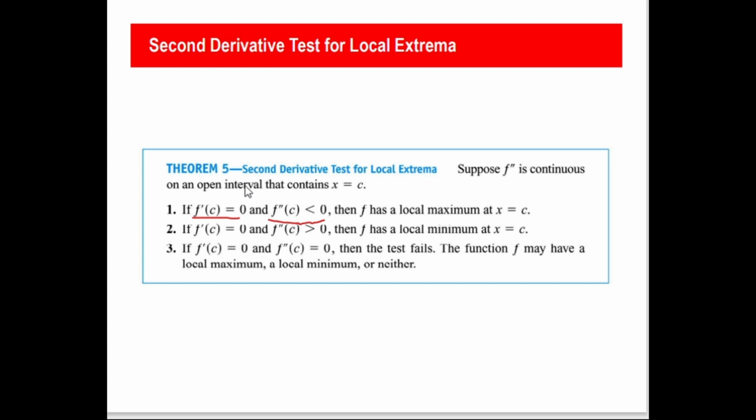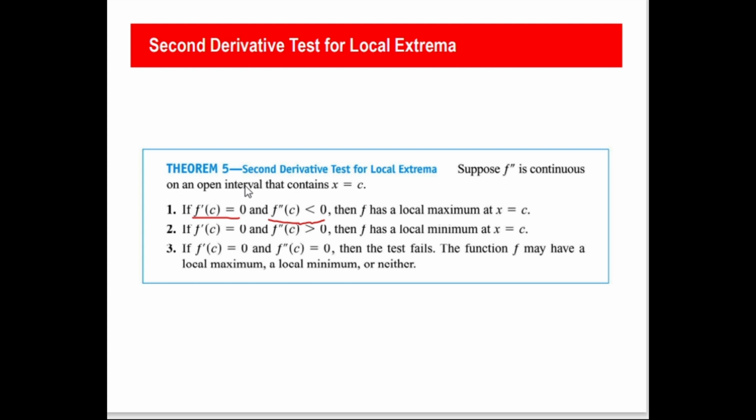Let us try to decide what the meaning of this first point is. First we have f prime c equal to 0. If you still remember, f prime c equal to 0 indicates a critical point. So you can see it as a critical point. It can be either maximum or minimum.